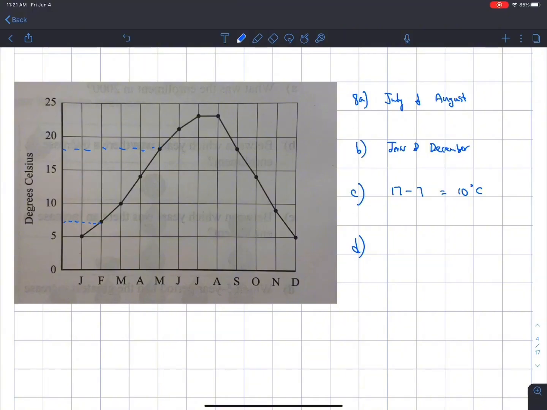What is the average temperature for the summer months, June, July, and August? So June is around 22. And then July and August look like they're around 23. And then we just divide it by 3 to find the average. Well, we get 22.6 repeating degrees Celsius. And that's it for question 8.